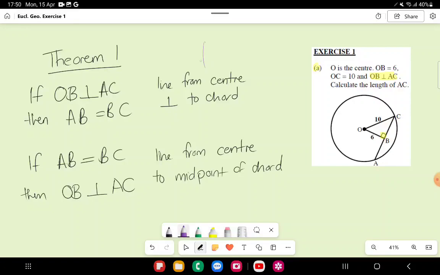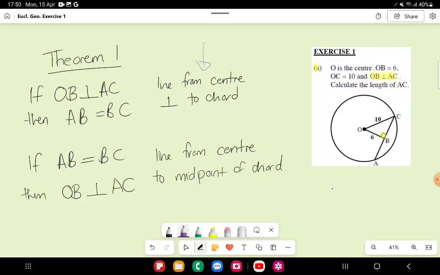These are the reasons that you are going to give to justify your answers. You're not going to give the reason theorem 1. Never ever write the word theorem. You are going to justify it by saying the line from the center is perpendicular to the chord.